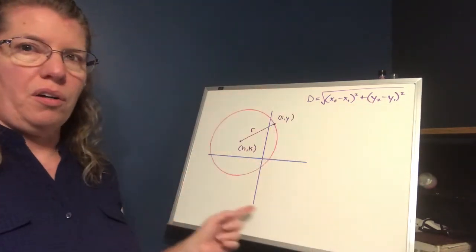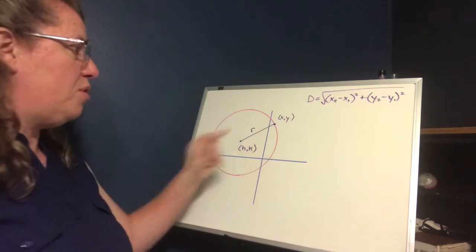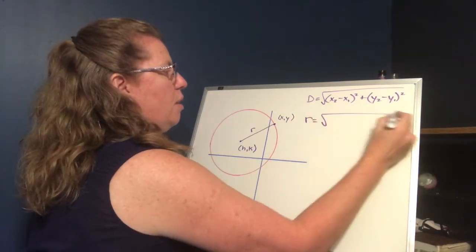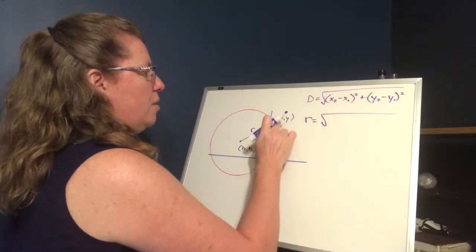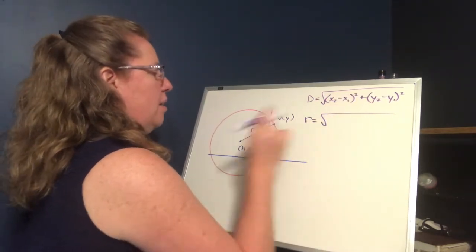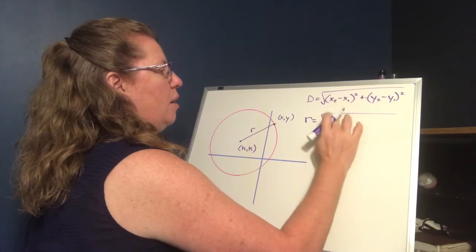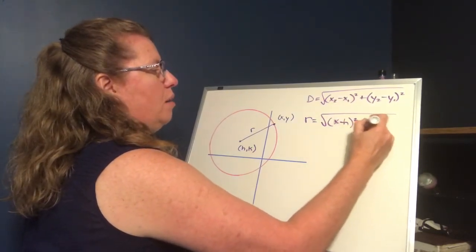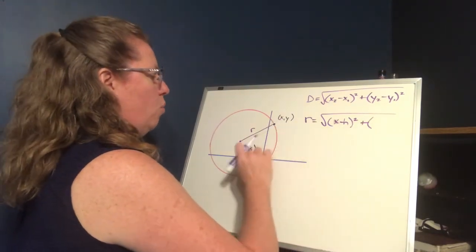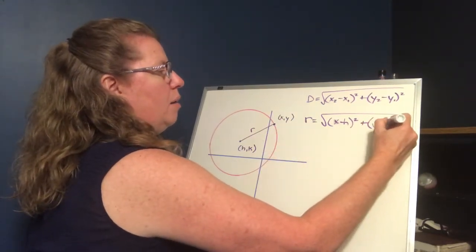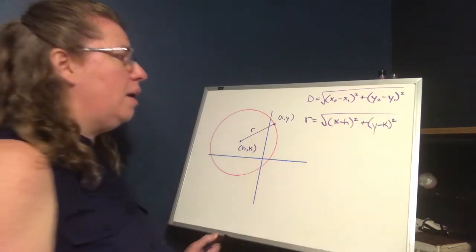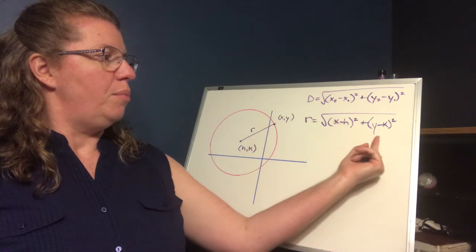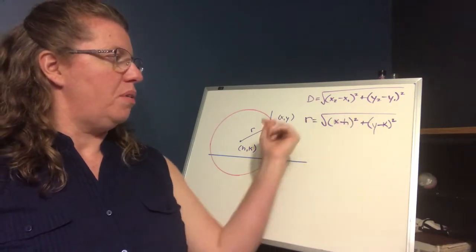All right, so for our circle, d happens to be our radius, r, which is going to equal our x2 minus x1, which in this case is x minus h. I wrote it backwards. Let's try again. x minus h squared. And our y coordinates are y and k. So this one we have the square root of x minus h squared plus y minus k squared.